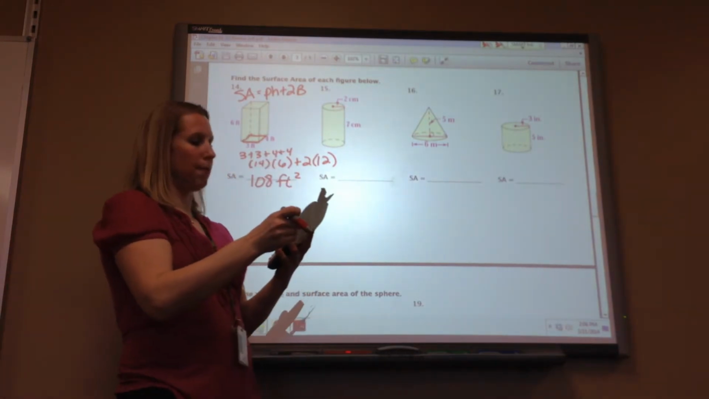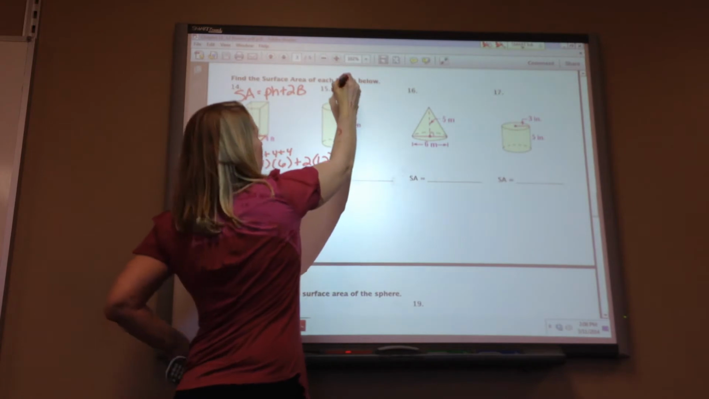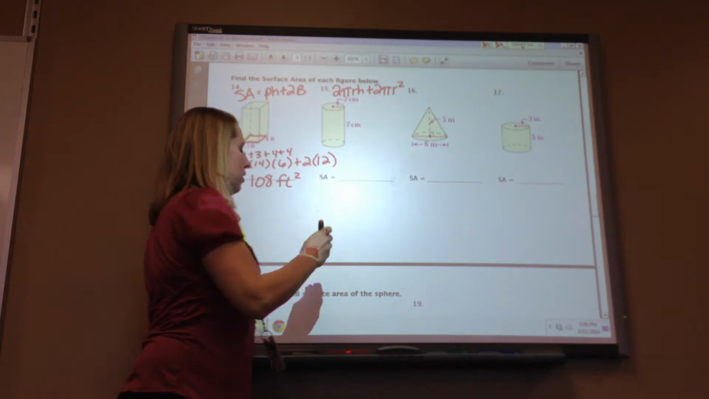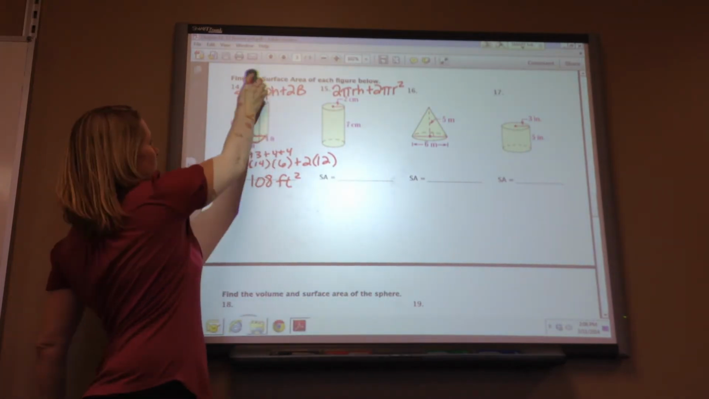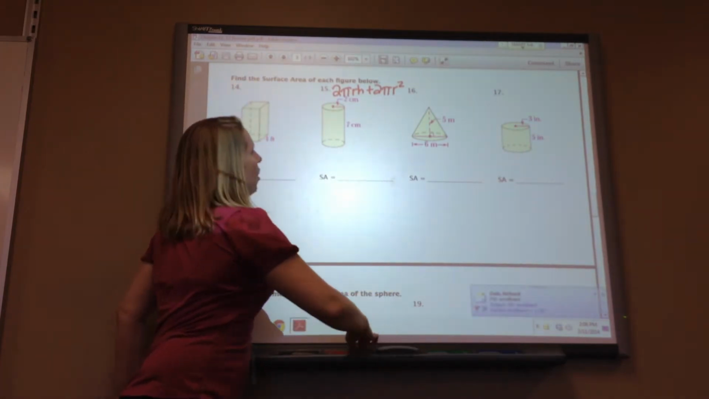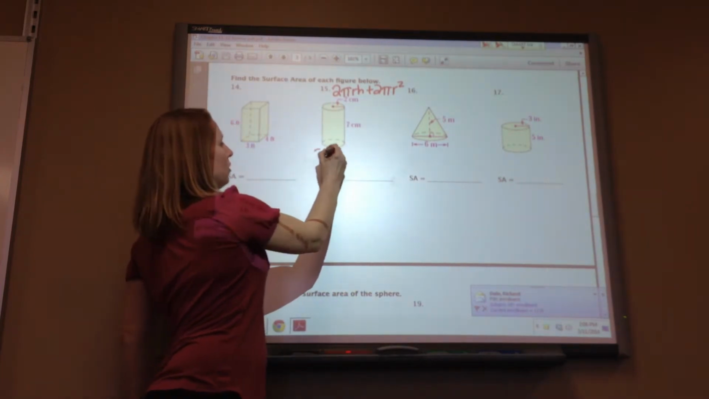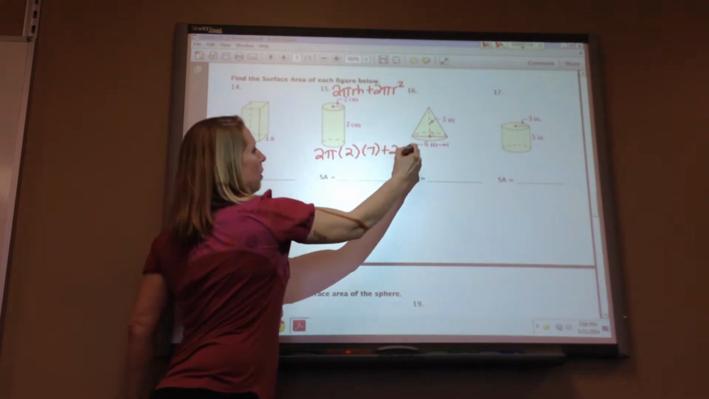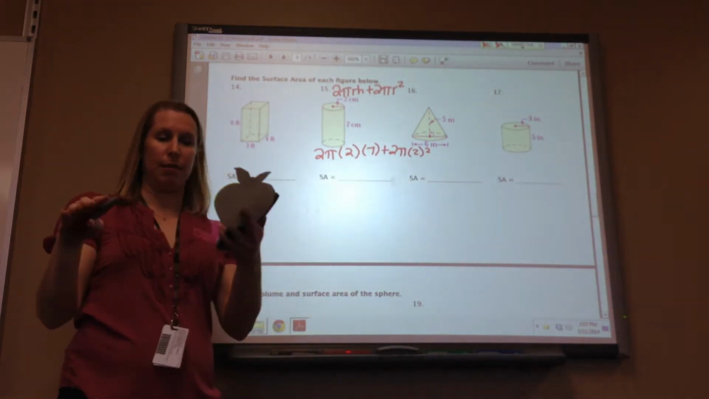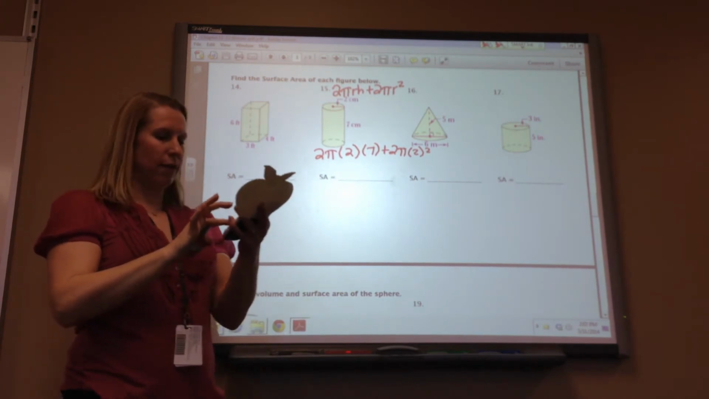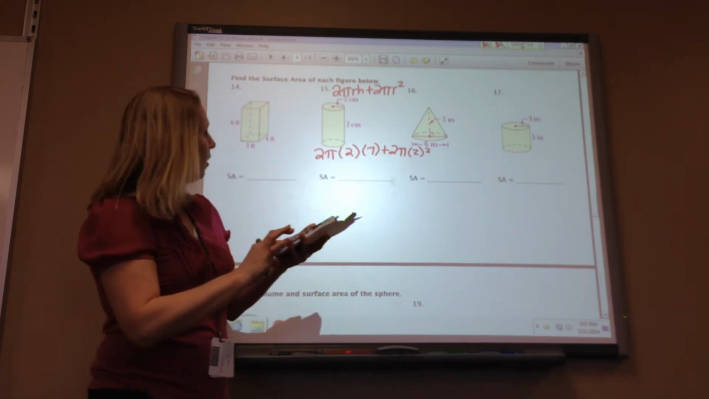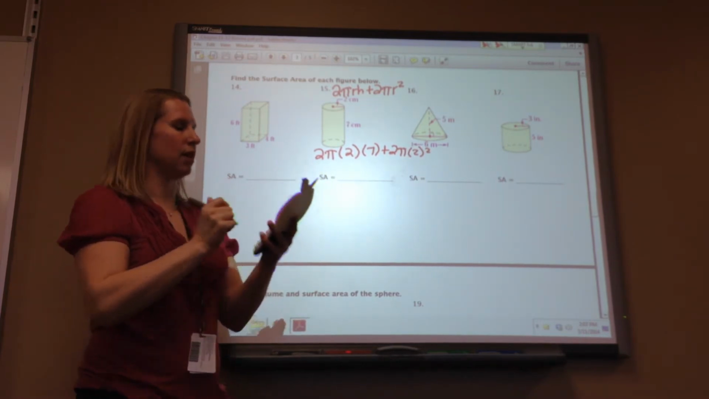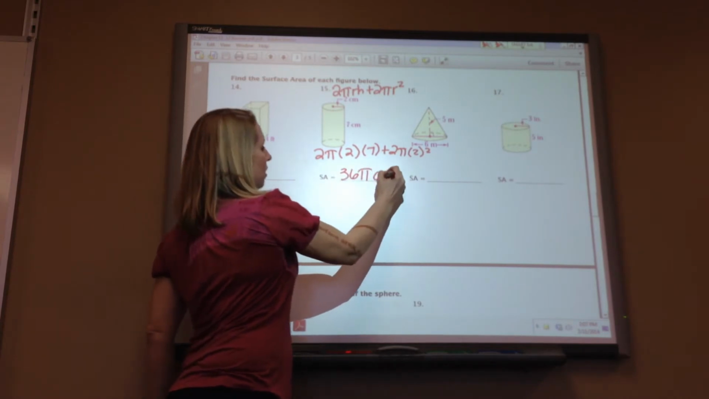Okay, this next one, the surface area of a cylinder is 2 pi RH plus 2 pi r squared. I'm going to erase this one because it's in my way. So I know my radius is 2, so I would do 2 pi 2, h is 7, plus 2 pi 2 squared, and we can just type that in the calculator. 2 pi 2, 7, plus 2 pi 2 squared. I got 36 pi centimeters squared.